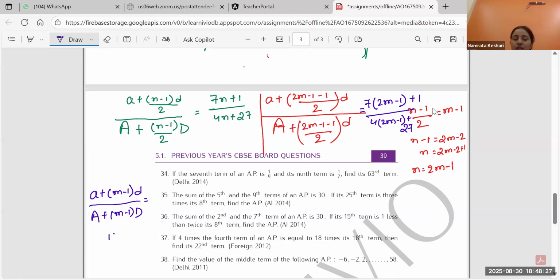So 7 times (2m minus 1), that is 14m minus 7, plus 1, minus 6, over 4 times (2m minus 1), that is 8m minus 4, plus 27. That means 23. This is the ratio of the mth terms of the 2 APs without even knowing the first term, without even knowing the common difference. From the sum ratio, we are creating the terms ratio. Is it making sense to all of you? Yes, ma'am. Please copy it.